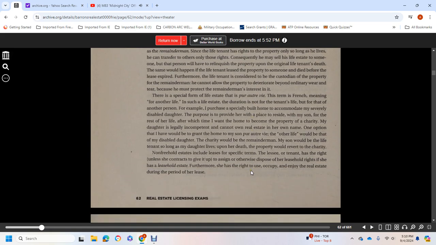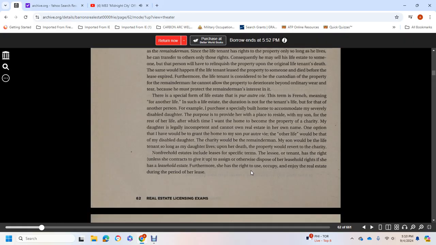There is a special form of life estate called pur autre vie. This term is French, meaning for another life. In such a life estate, the duration is not for the tenant's life, but for that of another's life. For example, I purchased a specially built home to accommodate my severely disabled daughter, to provide her with a place to reside with my son for the rest of her life, at which time I want the home to become the property of a charity.